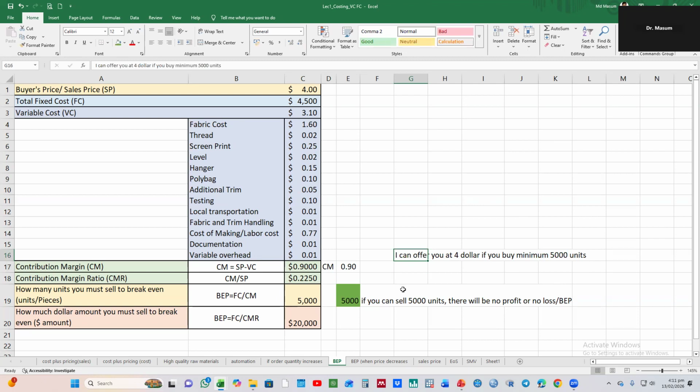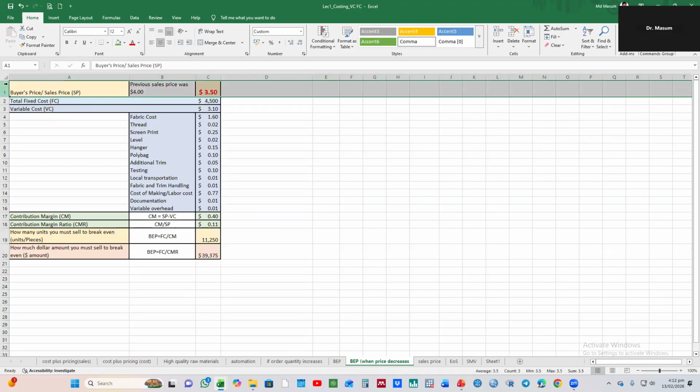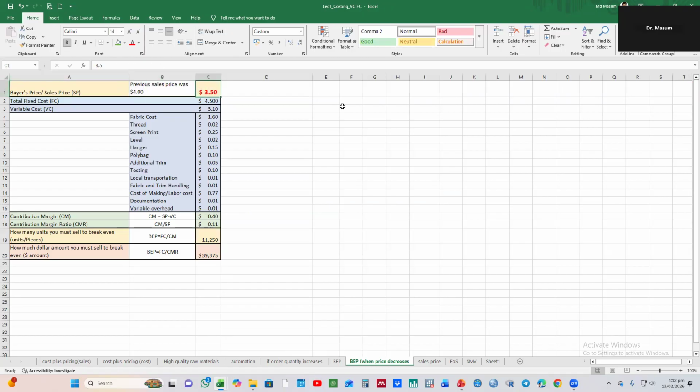So sir, we are discussing about cost. How is cost affecting your decision, whether you will entertain the buyer or not? You can calculate the break-even point. You can even say, for example, when price decreases, the previous price was 4, now the buyer is offering $3.5. When they are offering $3.5, would you accept the order? In that case, what will happen? What will be your contribution margin?